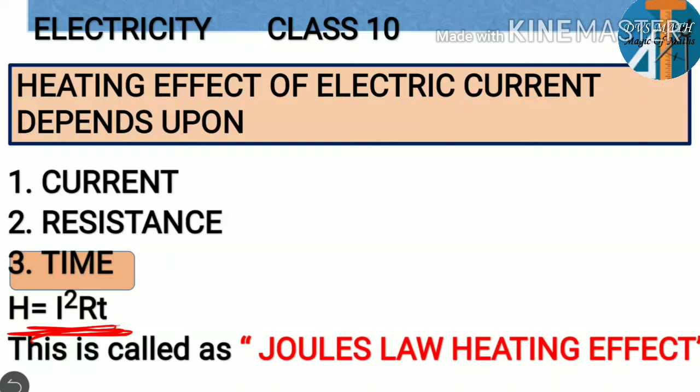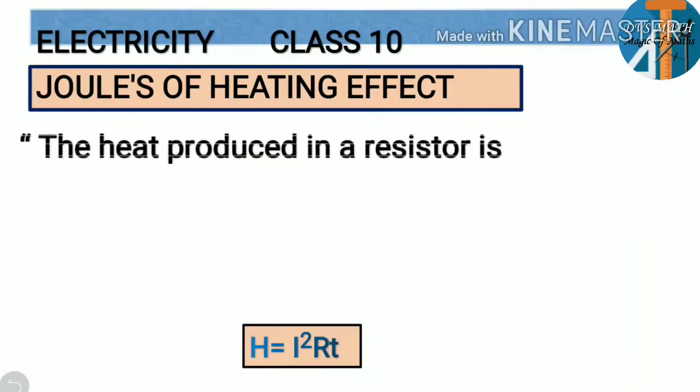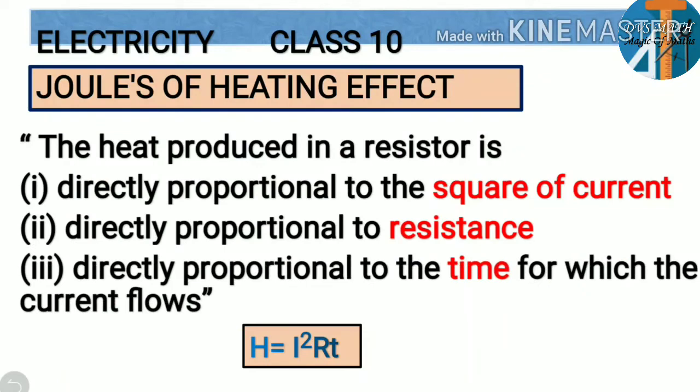Then what does Joule's law tell about? You can see the definition. Joule's law of heating effect. So what is Joule's law of heating effect? The heat produced in the resistor. Here, resistor is nothing but you can consider it as a bulb or a fan, any electrical appliance, you are calling it a resistor. Clear? So the heat produced in the resistor is directly proportional to the square of current.